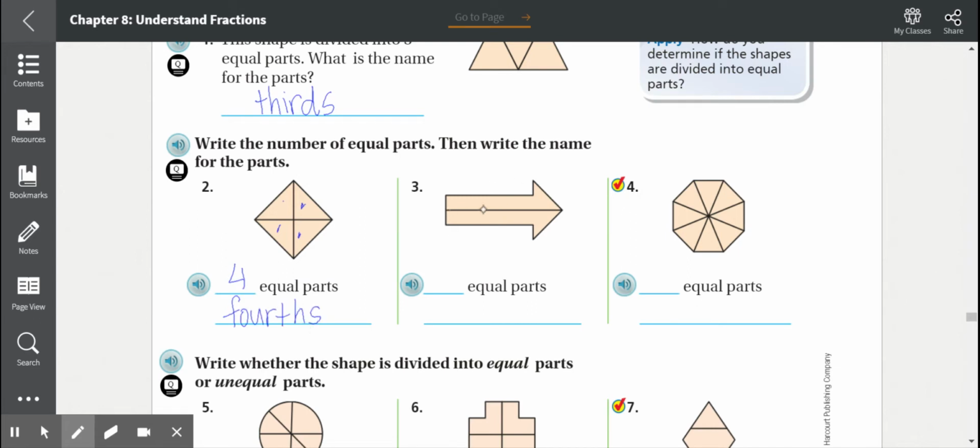Okay, look at this arrow. It's divided into 2 equal parts. 2 equal parts, do you remember what it's called? Halves. Halves has a silent L in the word.